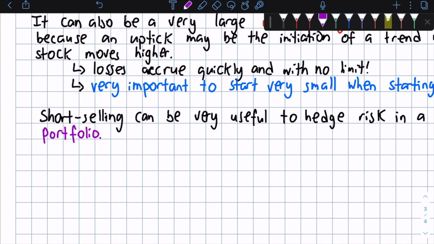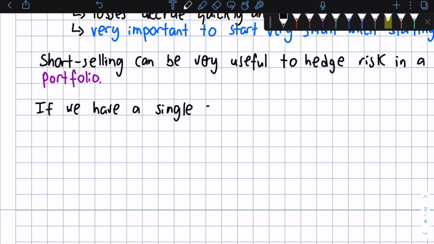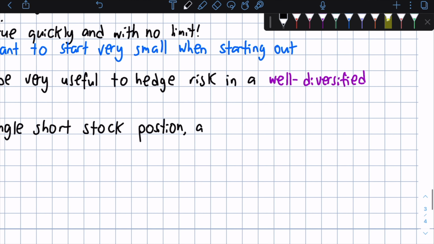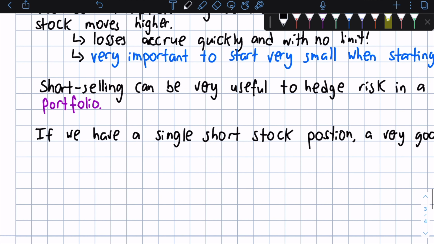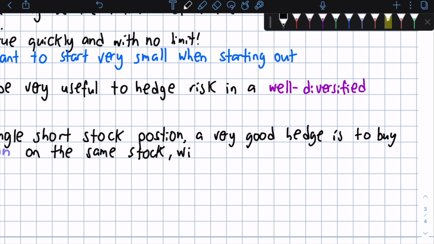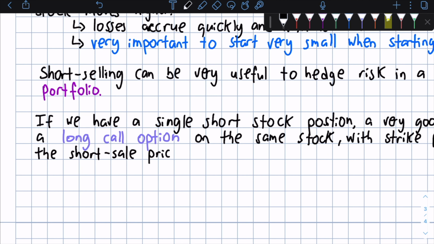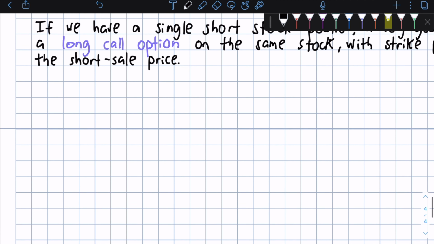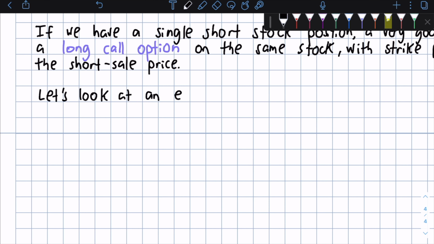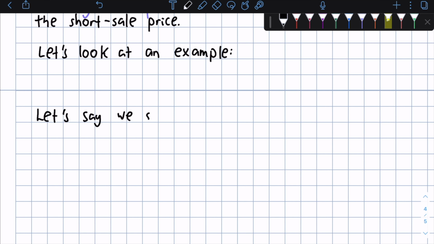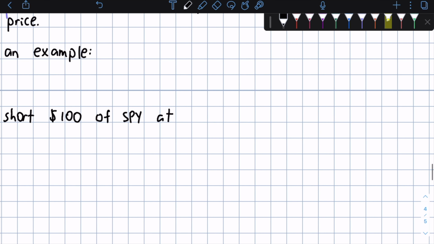Short selling can be very useful to hedge risk in a well-diversified portfolio as well. If we have a single short stock position, a very good hedge is to buy a long call option. And this is to simply hedge that short position if you want to hold a short position. And this is done on the same stock with the strike price right around the short sell price. So we'll take a look at an example here.